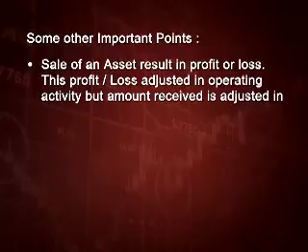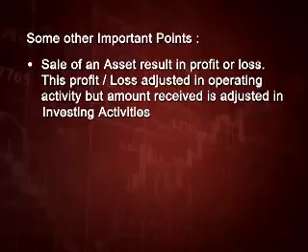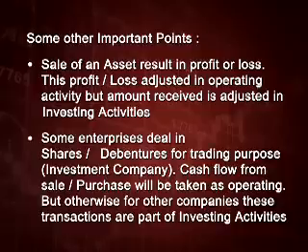There are some other important points. When we sell some asset, it can result in profit or loss. Now this profit or loss will be adjusted in operating activity, but the amount received as sale proceeds will be adjusted in investing activity. Some enterprise deals in shares or debenture for trading purposes, that is investment company or banking company. Cash flow from the sale or purchase will be taken as operating activity for these enterprise, but otherwise for all other companies these transactions are a part of investing activity.